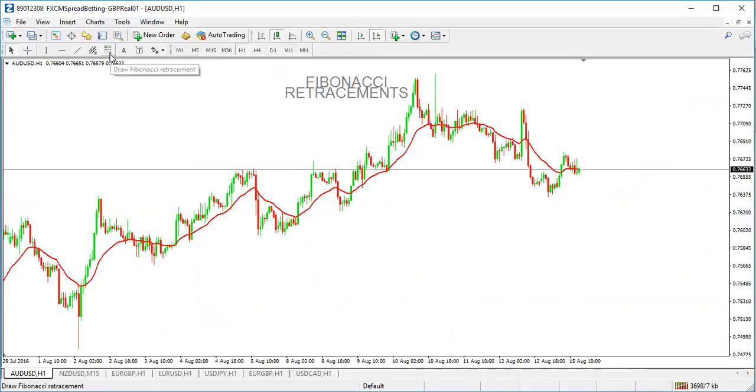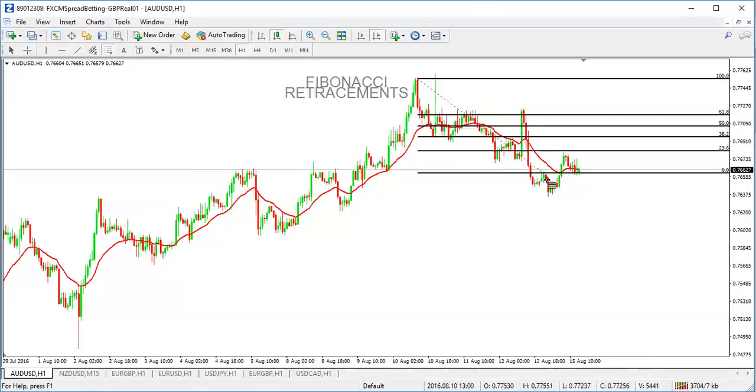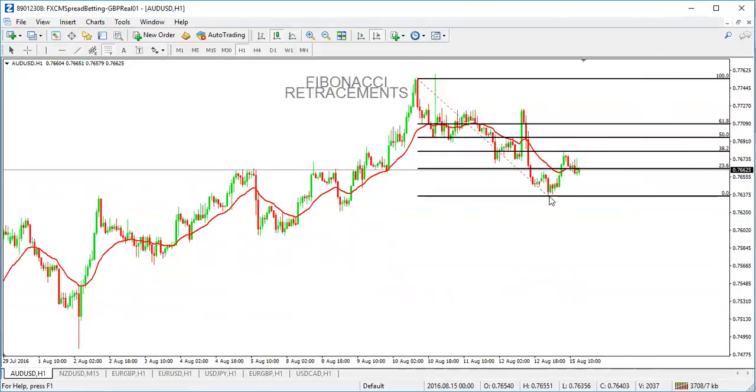So what I do is you click the Fibonacci, and if you want to do it in a downtrend, you go from the high to the low. And if it's an uptrend, you go from the low to the high. So you click at the high, drag it down to the low, and release. And there's your lines up.